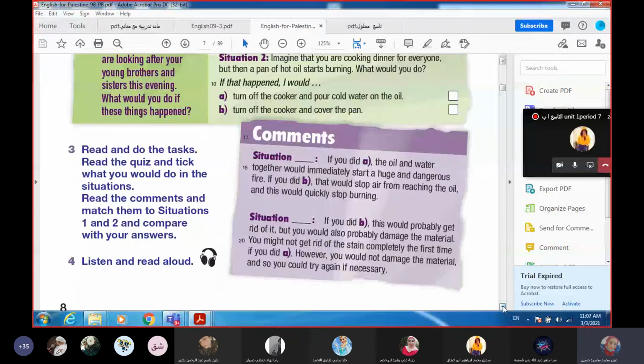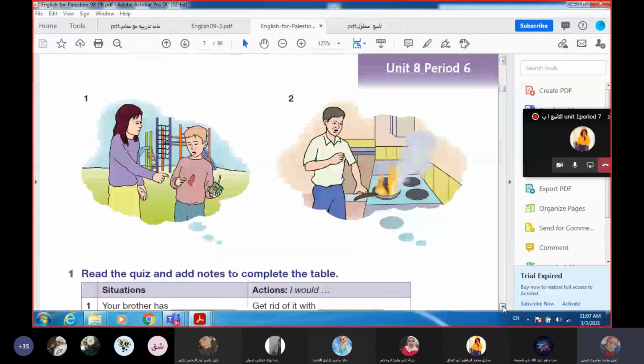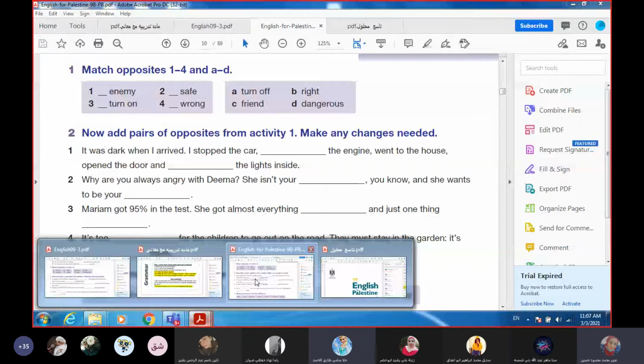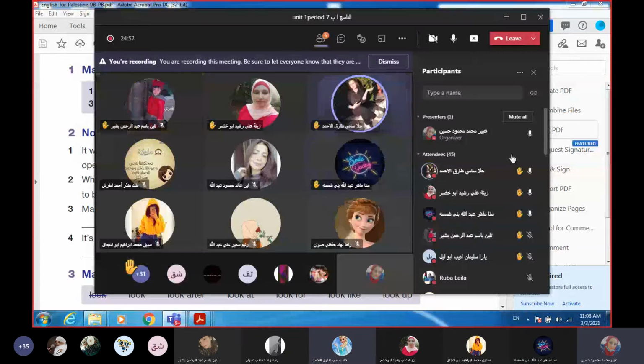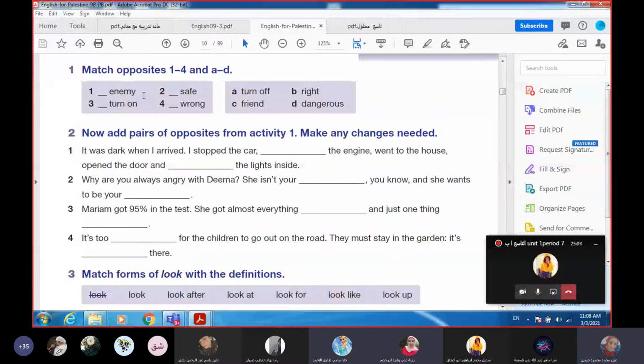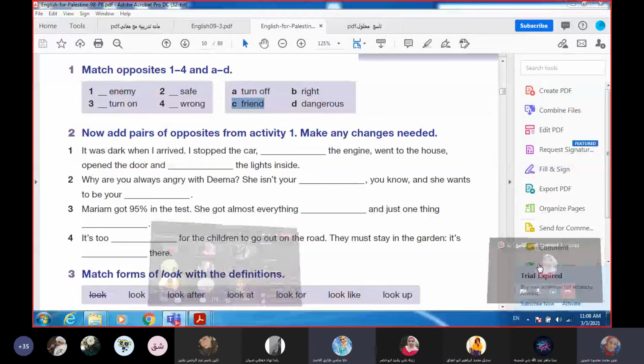Match the opposites. What do you mean by opposite? Okay. Now we are going to... Number 1. One enemy, the opposite of enemy, a friend. The opposite of enemy, friend. A friend is number 1 C. Yes, thank you Zaina. Yes, number 2.